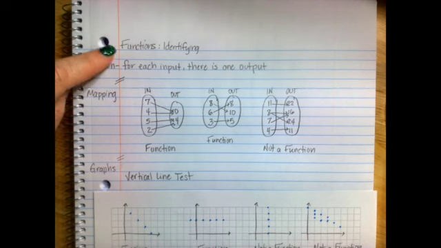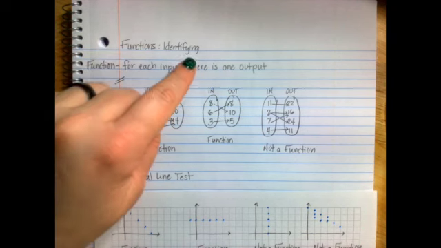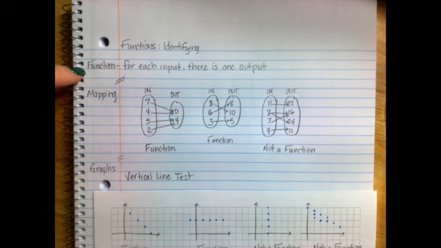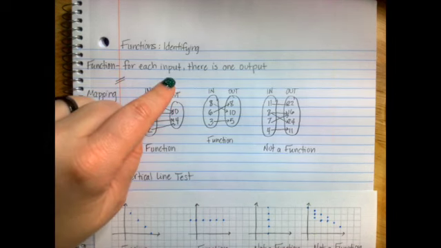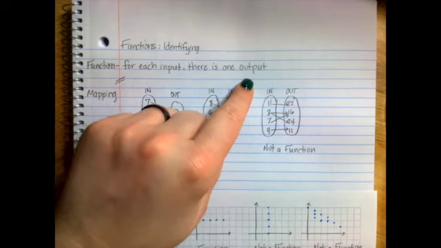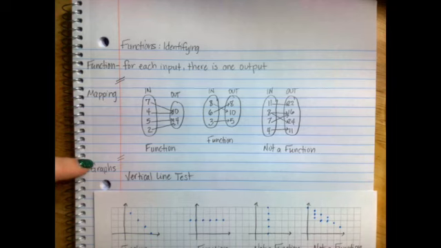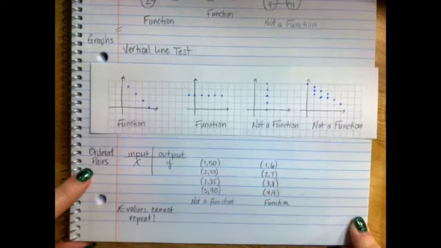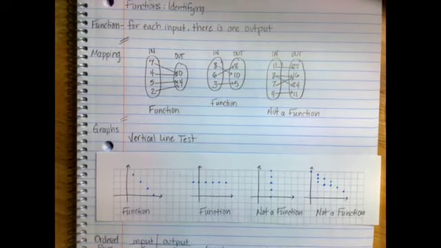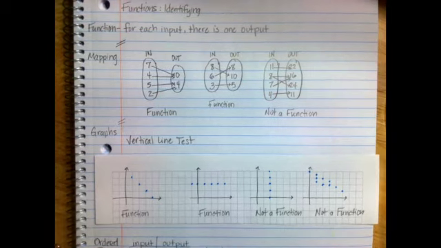This tutorial is about functions and how to identify them. So a function is stated as: for each input, there is only one output. So what does that mean? Well, we can do it in three different ways. We can map them, we can graph, and then we can look at ordered pairs. And they all mean the same thing, just they look visually different.